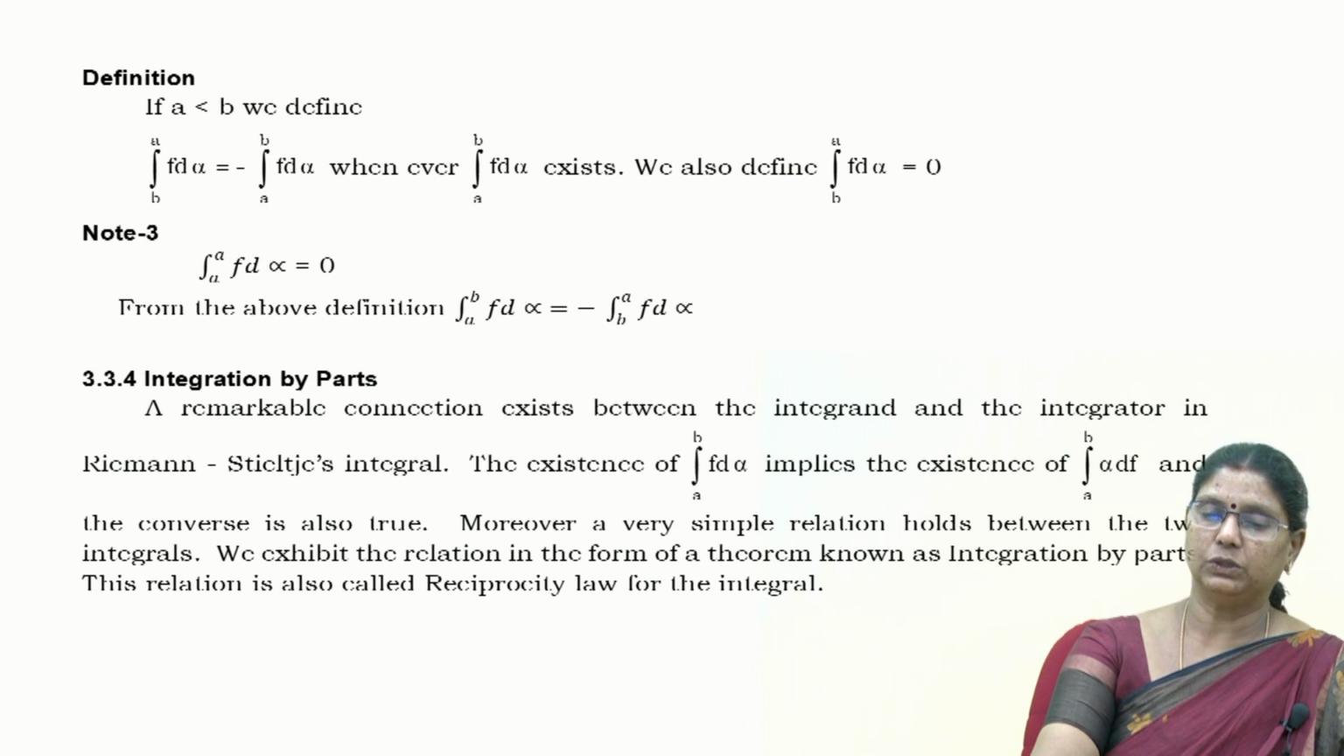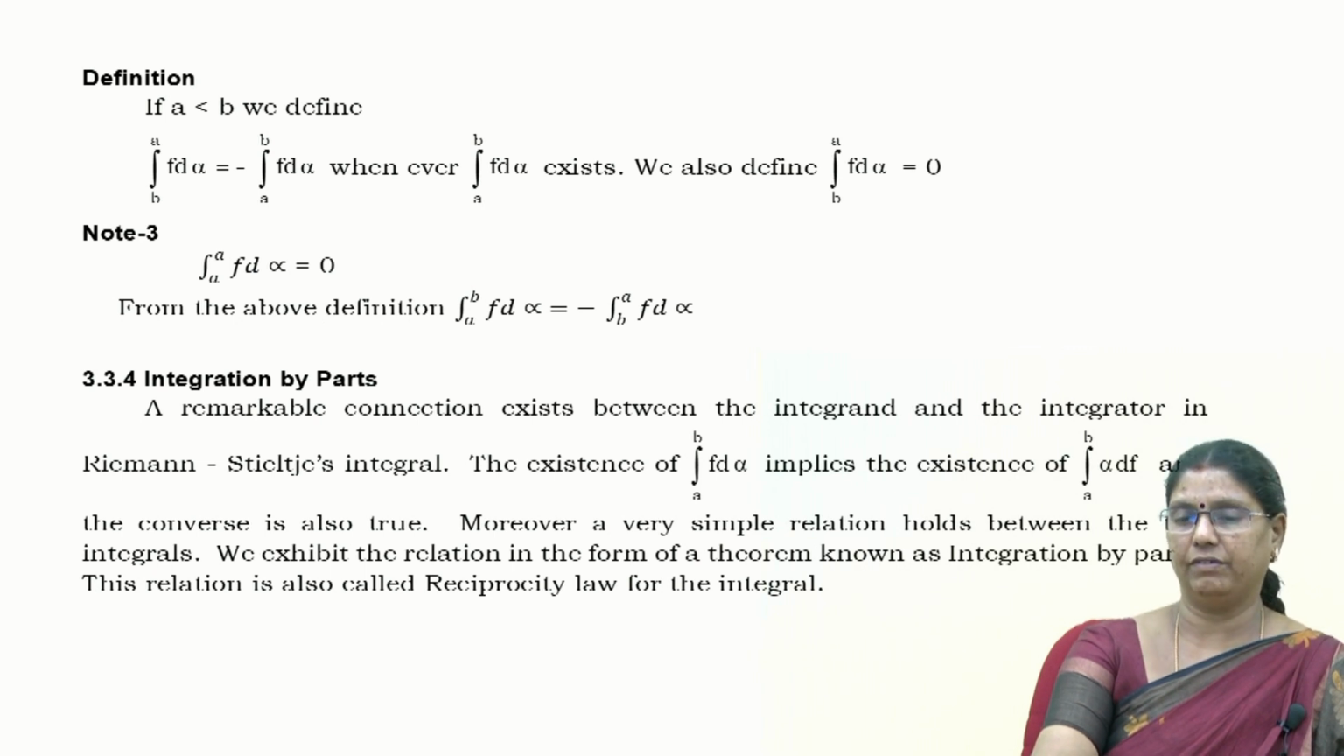If we consider 2 points a and b, if a is less than b, we define the integral integral a to b f d alpha equal to minus of integral b to a f d alpha whenever integral a to b f d alpha exists. Also, integral a to a f d alpha is 0. So, here it is given that integral a to a f d alpha equals 0, and from the above definition, integral a to b f d alpha is nothing but minus of integral b to a f d alpha.